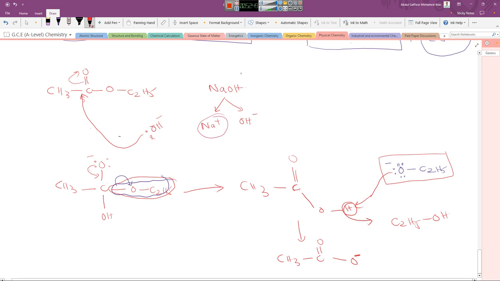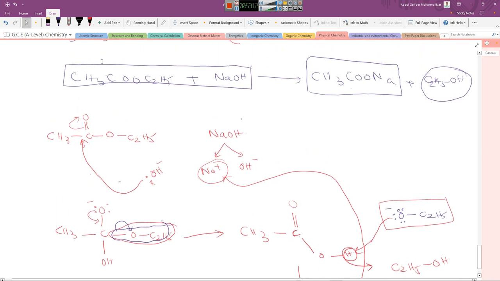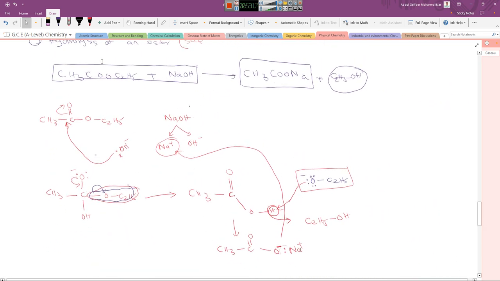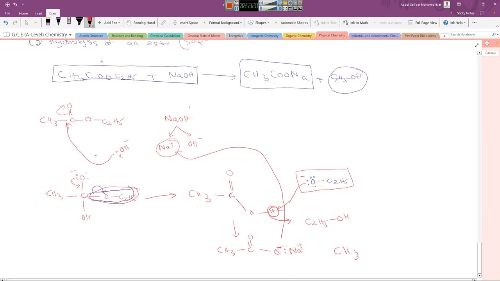Now this Na plus will come and join with this O minus, right? So now this lone pair will be given to this Na plus. This lone pair will make a bond with this electron deficient Na plus, so it will now become Na plus. So the result of the saponification mechanism is CH3COONa. As you can see here, this is nothing but CH3COONa, and here we have C2H5OH, right?